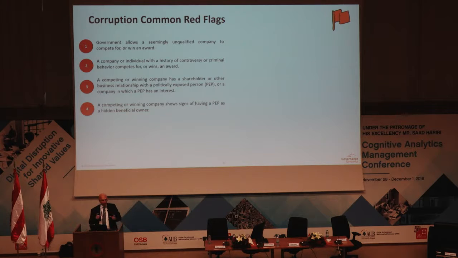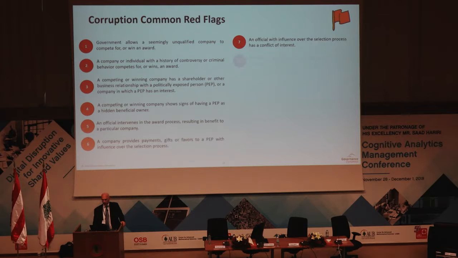So with the analytics, you don't have to do this manually. It just highlights it. It shoots out a report and just says, okay, company A has won the last 80% of the awards, okay? A company or individual with a history of controversy or criminal behavior competes for or wins an award. Again, a competing or winning company has a shareholder. So there are lots of situations, things that sometimes you predict are not going to happen, and they do happen.